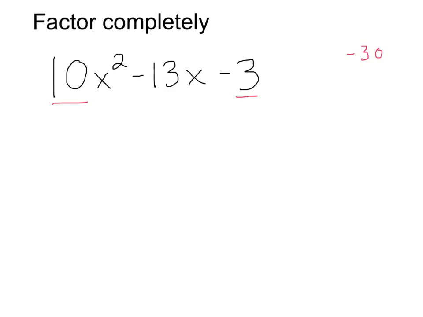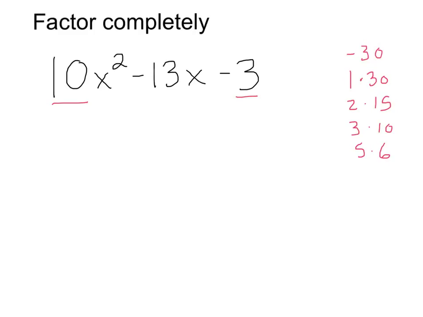So what I've taught you to do is list your multiples of 30. 1 times what? 30. 2 times? 15. 3 times? 10. 5 times? 6. Okay, so there are all your factors of 30. Now what you're looking for is which of these factors also adds to be negative 13. Which one is it? Now you've got 2 of them, don't you? 15 minus 2 is 13, and 10 plus 3 is 13.